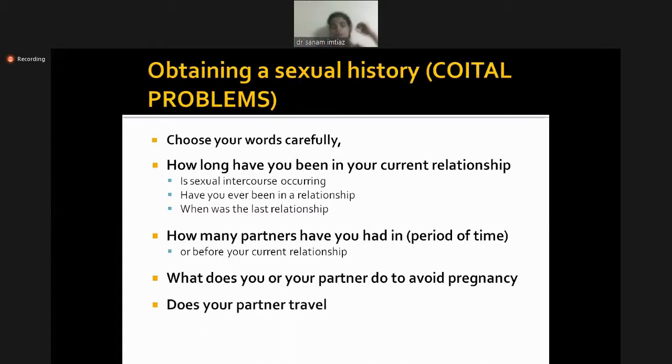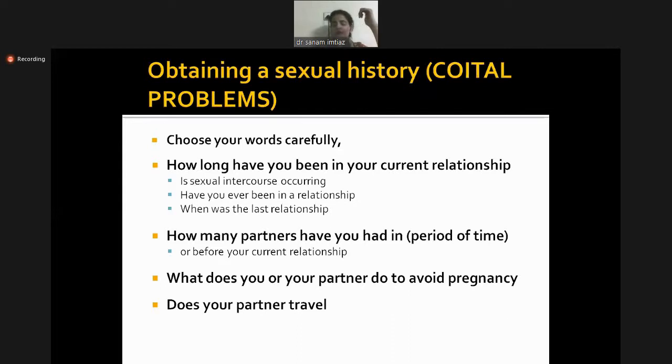Somebody could be using condoms, and condoms could cause latex allergy, and women could develop vaginal discharge secondary to that. So you need to know exactly what kind of contraception is being used. That could be a reason behind the vaginal discharge and pruritus. Does your partner travel? These are a few questions that you ask because they give you a hint.